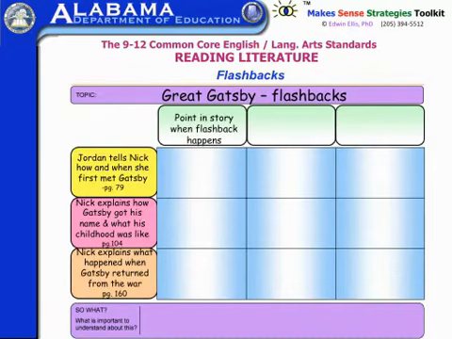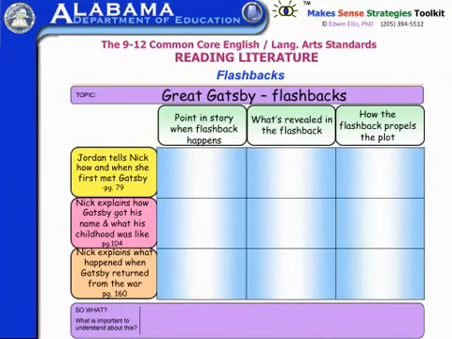What I'll be comparing is the point in the story when the flashback happens, what's revealed in that particular flashback, and how that flashback propels the plot. So you can see how this makes that whole process a lot more structured and doable as you're analyzing books like Gatsby.